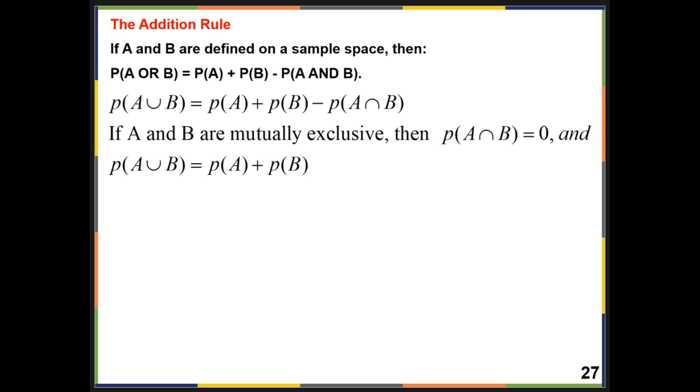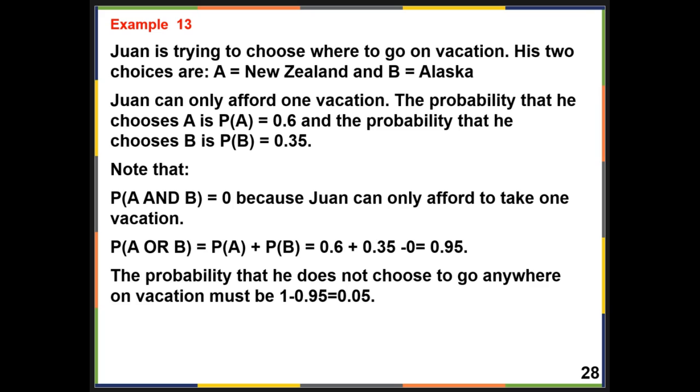So you can see there's a couple different ways to represent this. Also, if A and B are mutually exclusive, then we know that the probability of A and B equals 0. Again, it'll make more sense once we start applying these into scenarios. So let's look at an example.